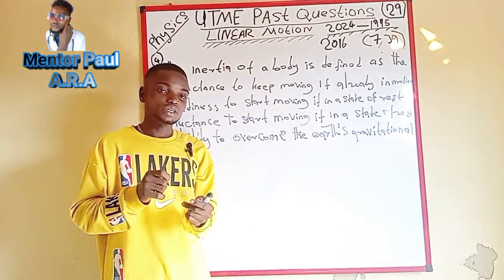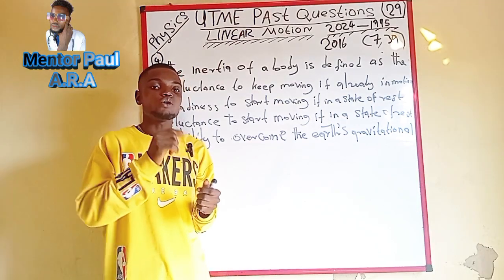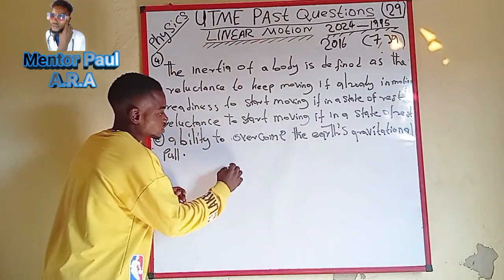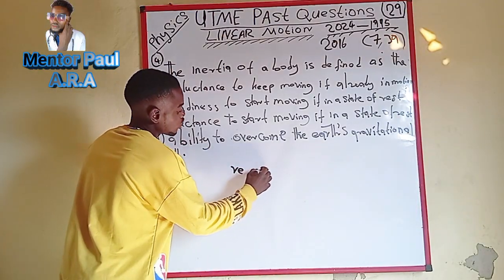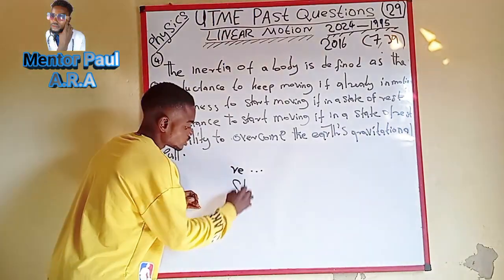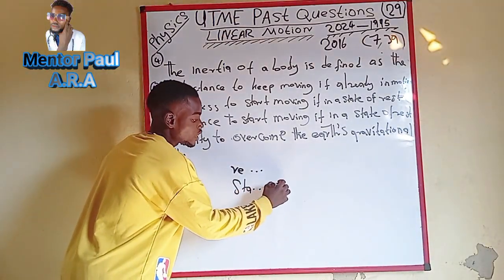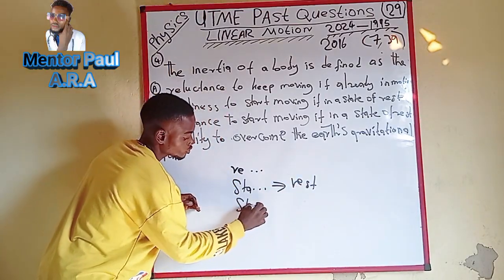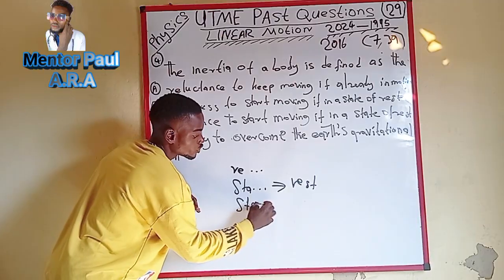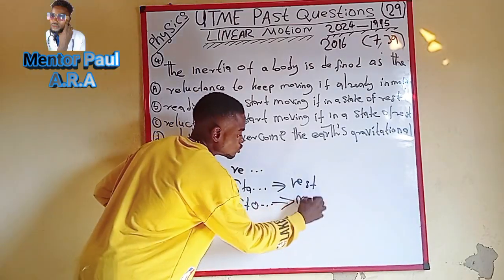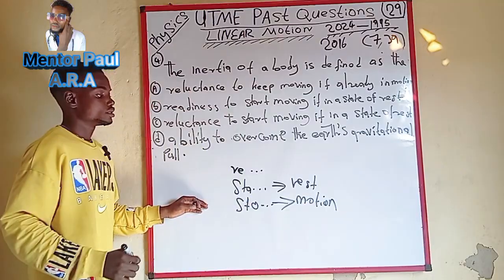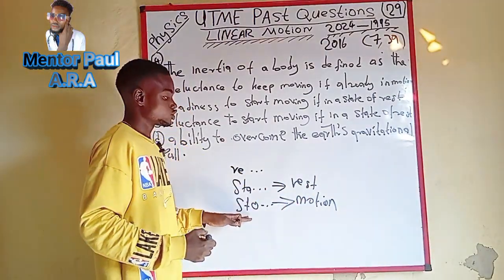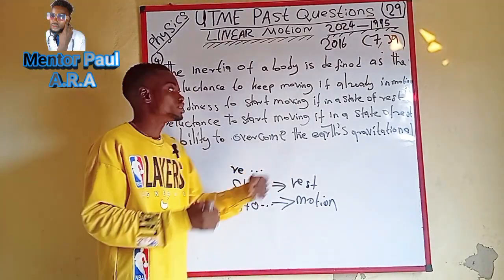Also, the weakness in a body to stop moving if already in motion. Now, this we have that it is what? Reluctant. It is the reluctance of the body to start moving when it is at what? Rest, and stop moving when in what? Motion. When it is at rest, the reluctance is called inertia, to start moving, and to stop moving when in motion is called what? Inertia.